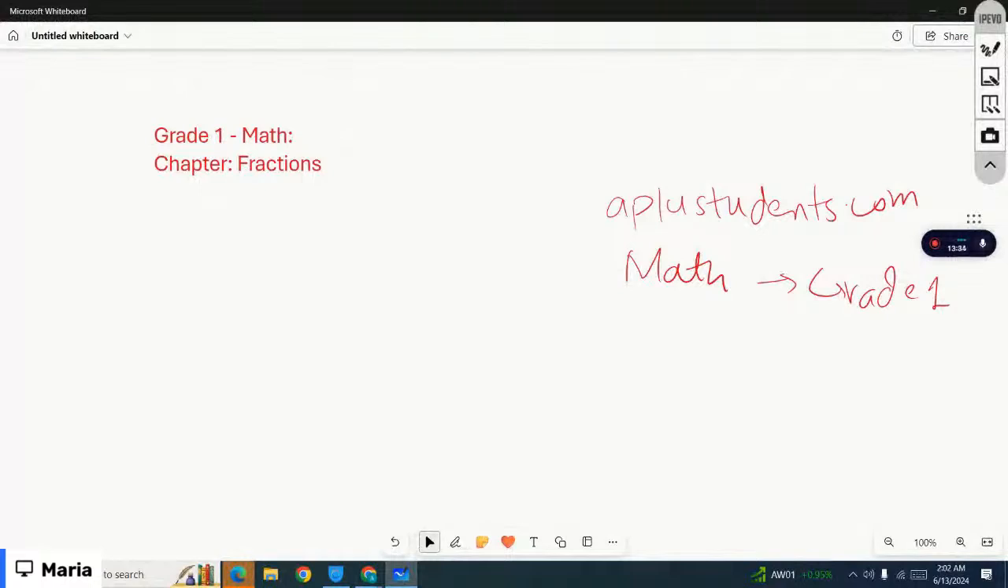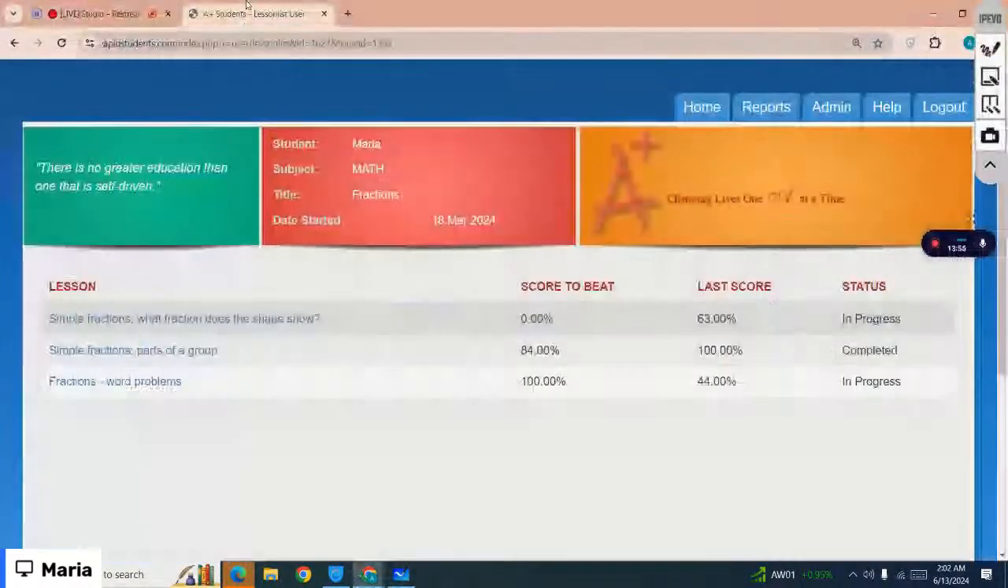So please make sure you have your notebook and pencil so that you can note down the important examples and definitions as well. Let's just start with the chapter fractions. We're going to start with lesson 1, that is simple fractions. What fraction does the shape show? Let's just start with the lesson.